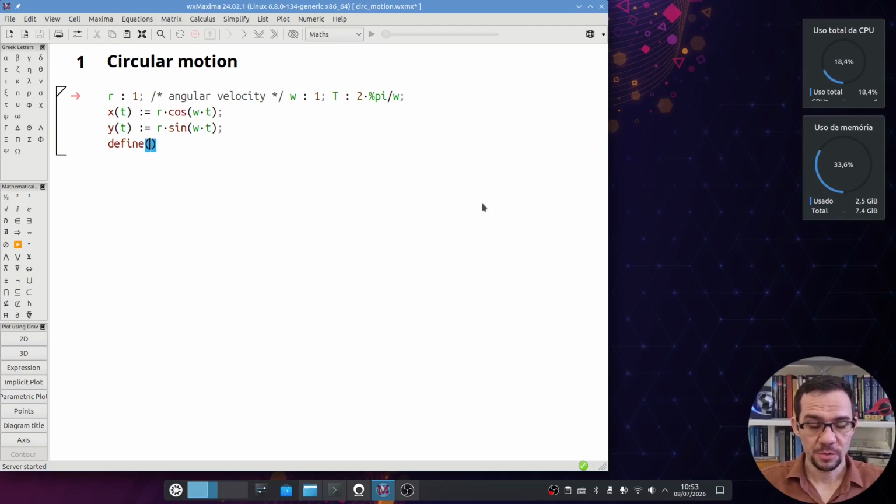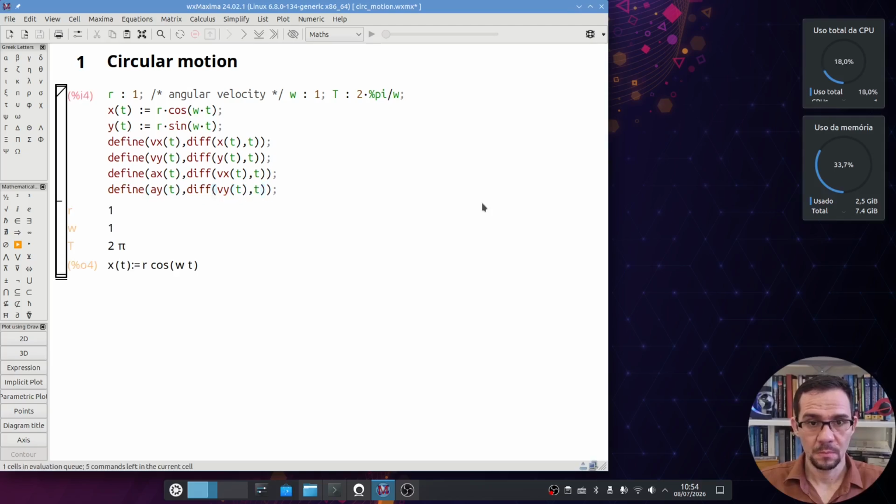I would like also to define the velocity components via the derivative of the position components. So we have these, and also the acceleration components via the derivative of the velocity components.